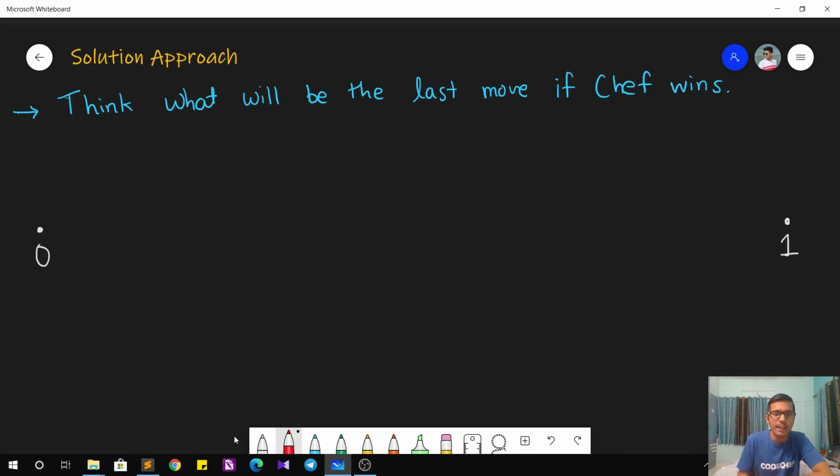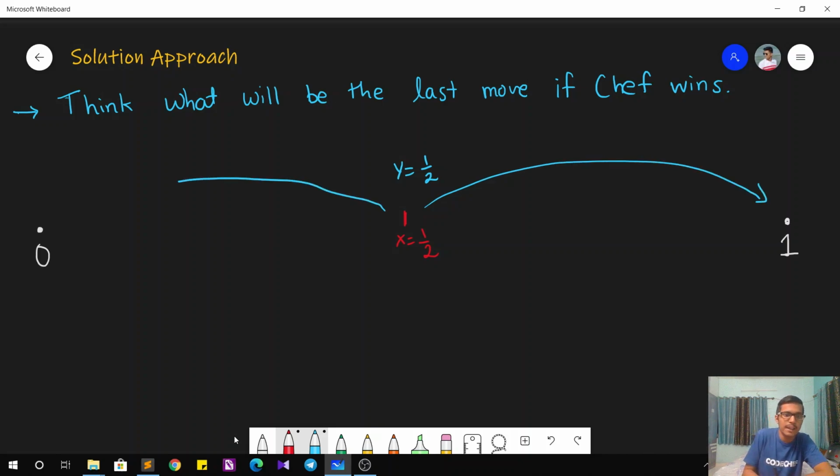So definitely in the last move, the value of x should be 1 by 2. So that Chef will decide that the number y is going to be 1 by 2, and then it does not matter whether Divyam adds or subtracts. If he adds, then x will go to 1. If he subtracts, then x will go to 0. In either case, you can see that Chef is winning. So what we know now is that if the number x reaches 0, it's definitely a win. If the number reaches 1, it's definitely a win.